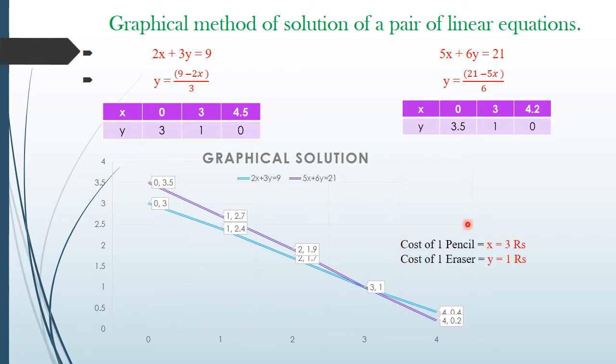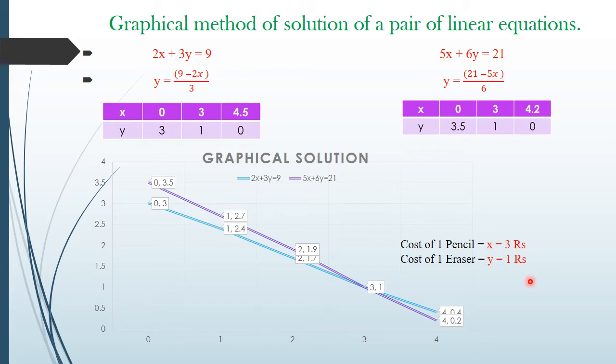We had substituted x as the cost of one pencil, which is 3 rupees, and y as the cost of one eraser, which is 1 rupee. Now you can substitute these values back into equation 1 and equation 2 and check whether we are getting the correct answer or not. With this we finish the graphical method. This is also known as the geometrical method of finding the solution of a pair of linear equations in two variables.